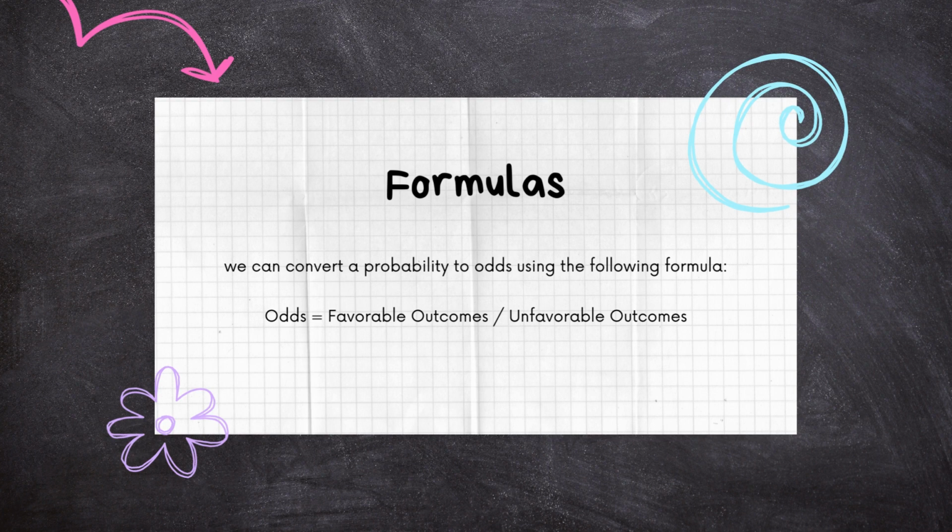Next, we can convert a probability to odds using the following formula. Odds equals favorable outcomes over unfavorable outcomes. For example, if the probability of an event is 0.3, the odds of that event occurring are 3 to 7, or 3/7.